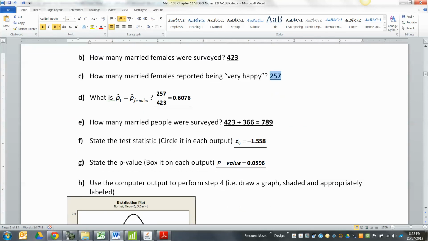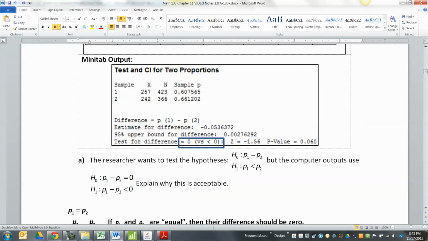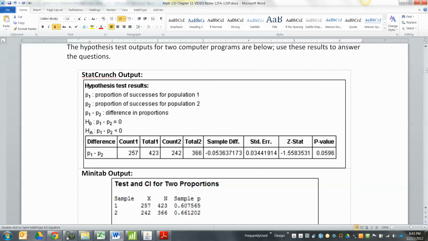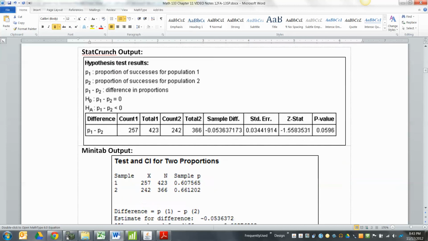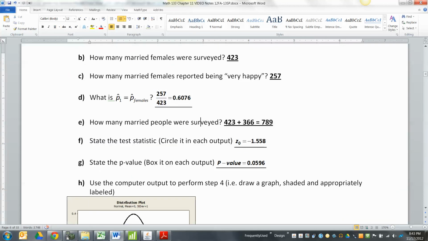So the proportion for females is 257 divided by 423, which is 0.6076. Right there, it's in Minitab 0.6076, and StatCrunch isn't giving it to you. So if you got StatCrunch, you're going to have to find it yourself. But you just take 257 divided by 423. All right. Well, how many people total were surveyed? Well, there was 423 females, 366 males. Together, that makes 789.